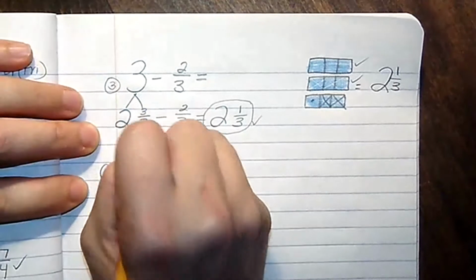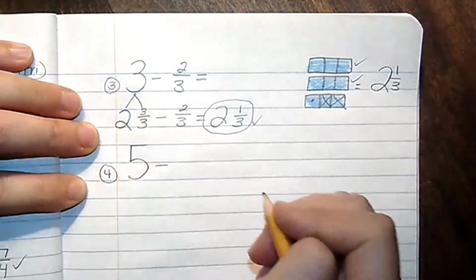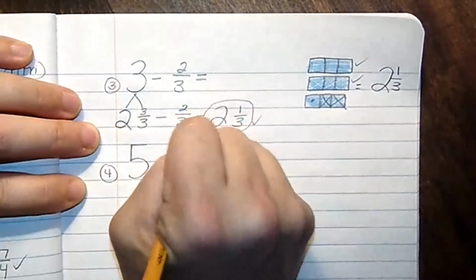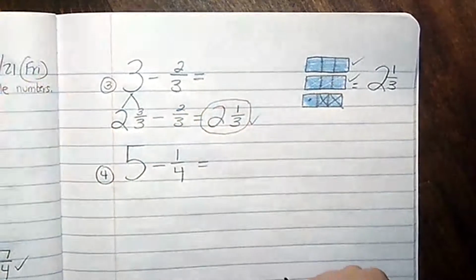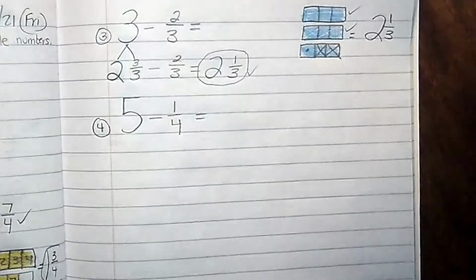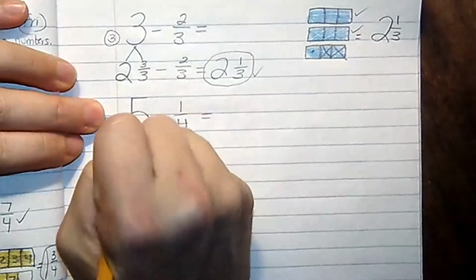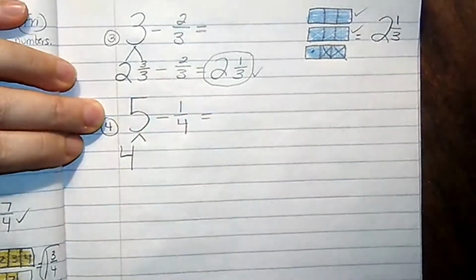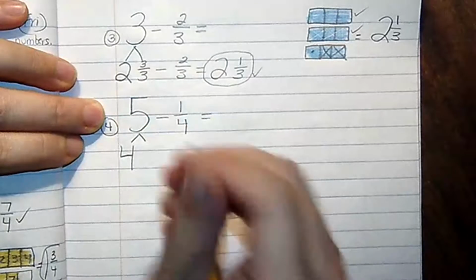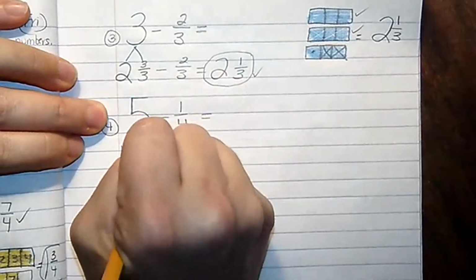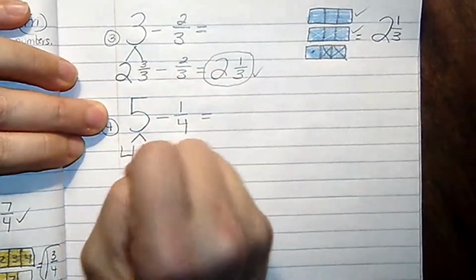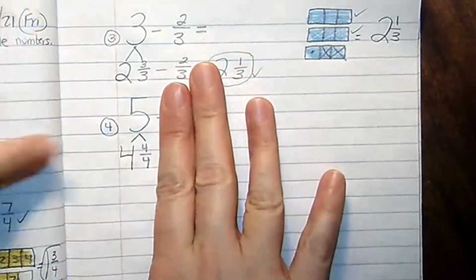Let's take 5 wholes, and I want you to subtract 1/4. My favorite way to do this is just to rename my 5. So instead of calling it 5, I'm going to call it 4, and this is where I need the fraction part. I'm going to call it 4 and 4/4.